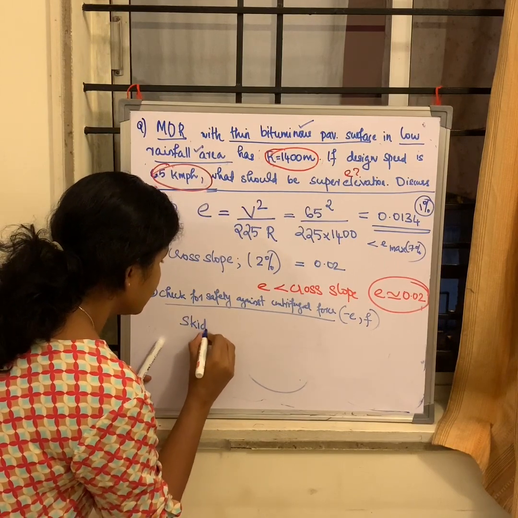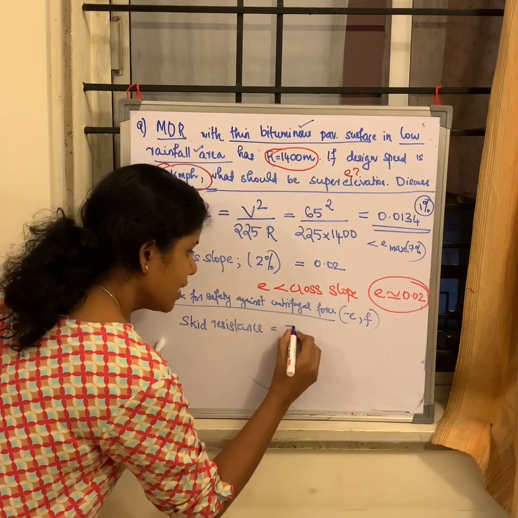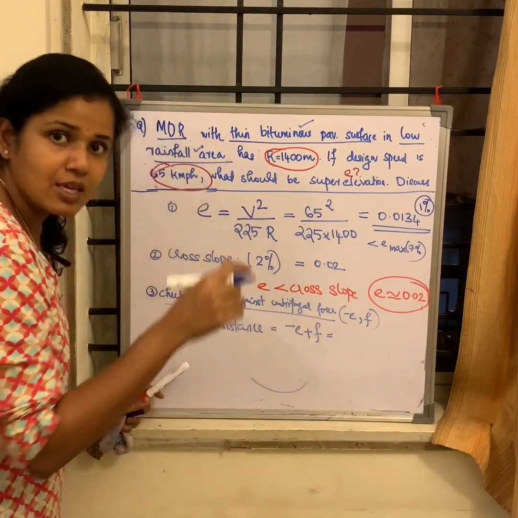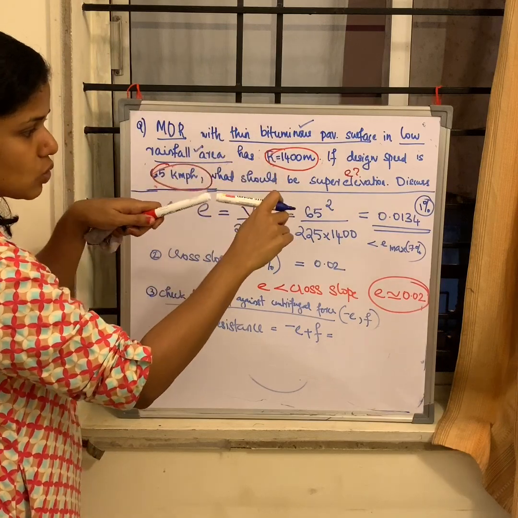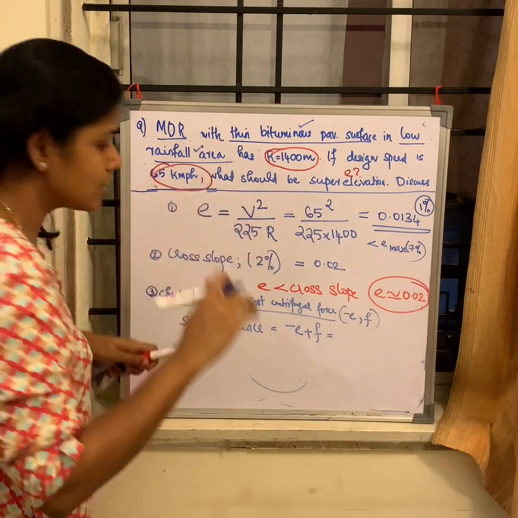So the lateral skid resistance is minus E plus F. I hope that is clear. Why minus E? At the outer edge, from the crown you are getting the fall this way. So this is the middle, and the inner edge has the raise. It's the opposite, so that's why negative super elevation.